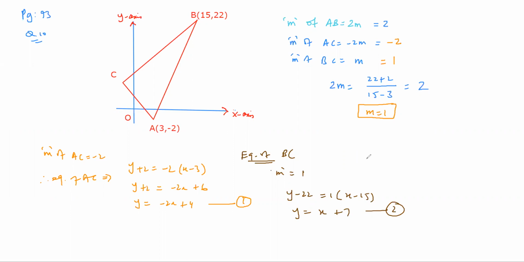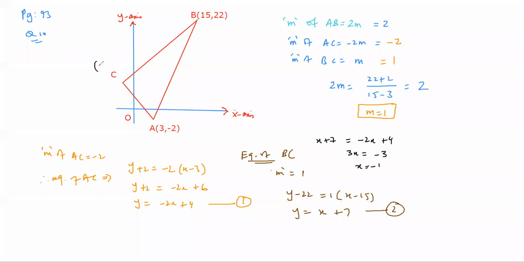Now, solving them simultaneously. I'm keeping the y equal to the y. So this will give me minus 2x plus 4 equal to x plus 7. So we have 3x equal to minus 3. So x equal to minus 1.